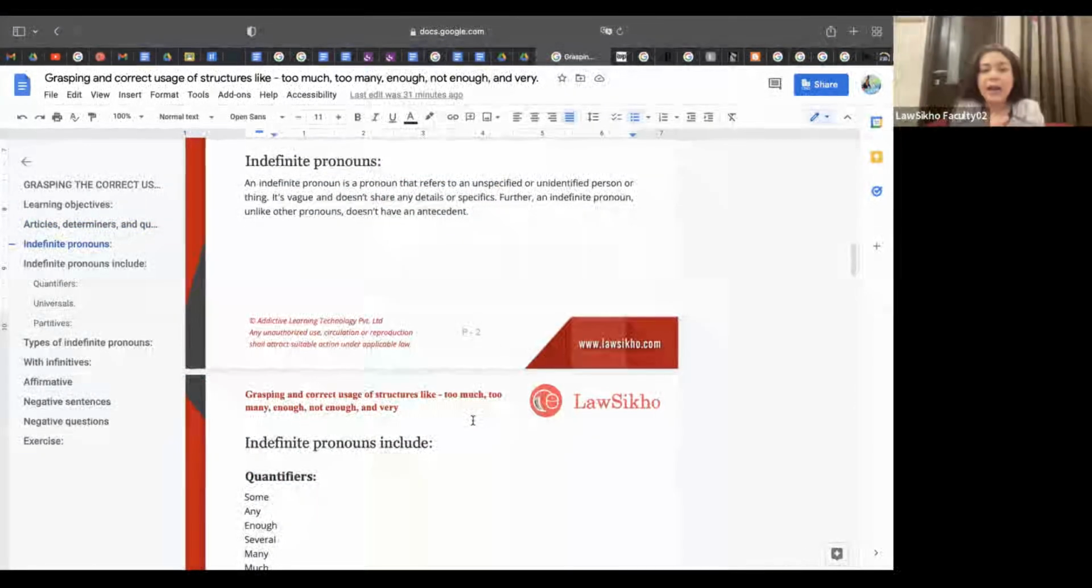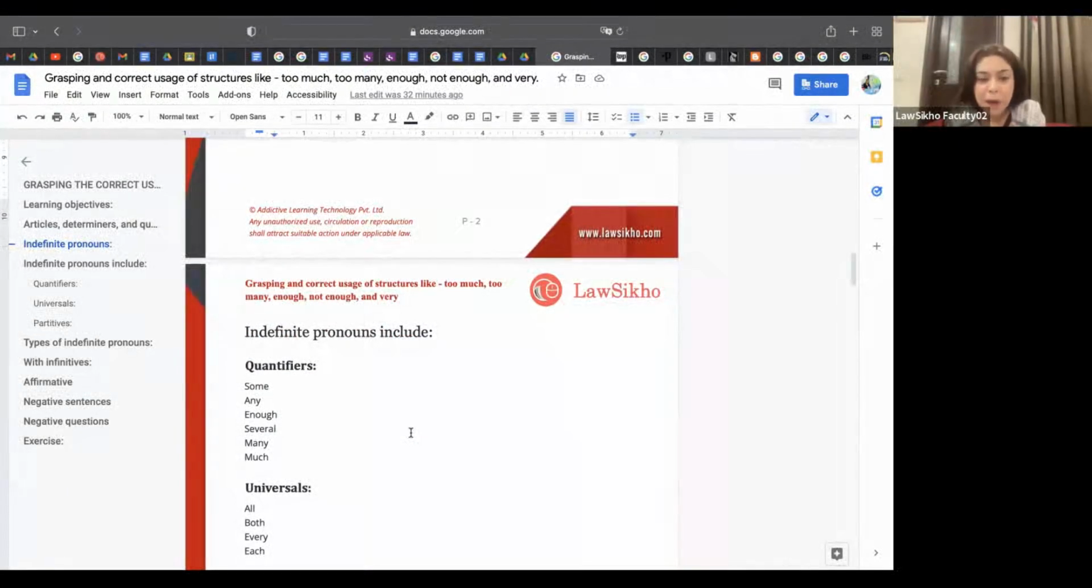Moving forward, indefinite pronouns are also used as quantifiers. Now, there is a difference between a definite pronoun and an indefinite pronoun. All indefinite pronouns are those words that help us understand the quantity of something. Now, they can be divided. I have also added the subheading. The first one is quantifier. These are the ones we can use to quantify something, which is some, any, enough, several, many, and much.